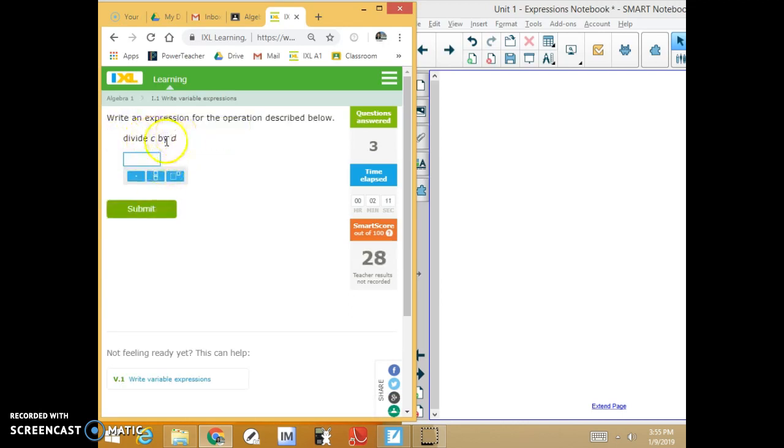Divide c by d. So we see c divided by d. Whenever we see that "by," that means that's what's basically going to go in the denominator. So c is going to be divided by d. So c is divided by d.